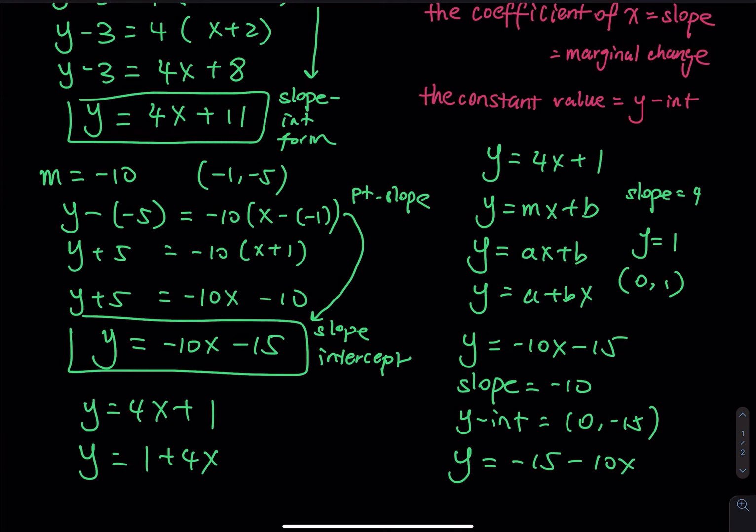The y-intercept is (0, 1). The slope is equal to 4. The equation on the right, the slope is equal to -10. The y-intercept is (0, -15).